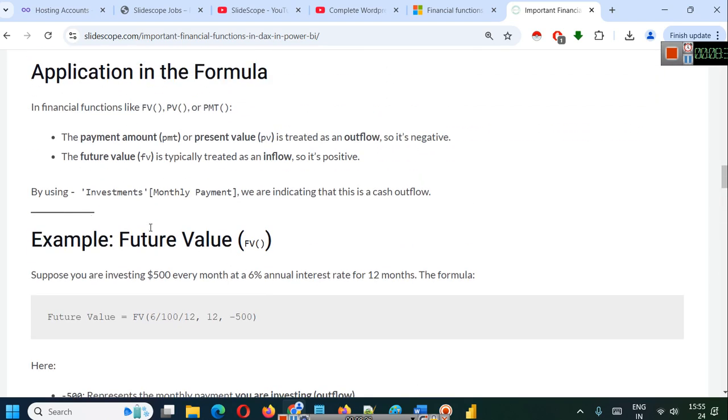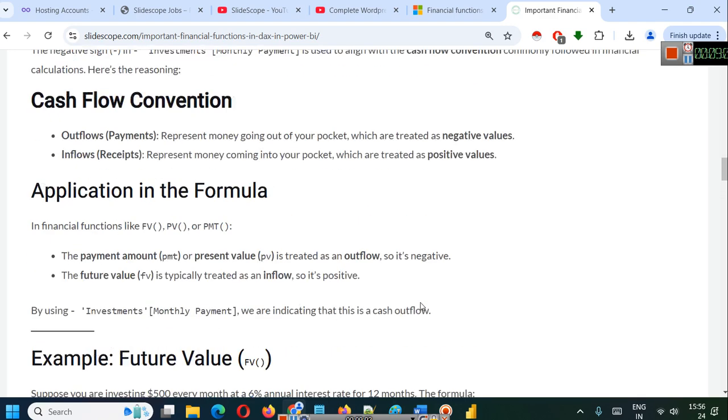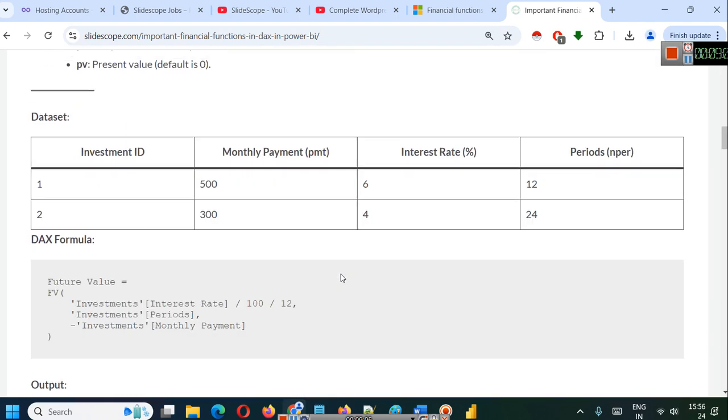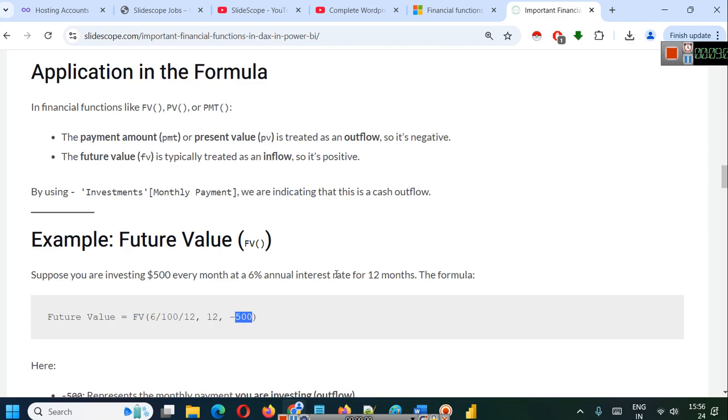So by using minus investment monthly payment, we are indicating that this is cash outflow. So future value will be 6 by 100 by 12. Let's say 6% interest rate for 12 periods, minus 500. Here minus 500 represents the monthly payment you are investing, outflow. The function will calculate the total value you will receive, that is inflow, at the end of period. So that's why these representations depend upon whether it's outflow or inflow, positive or negative.